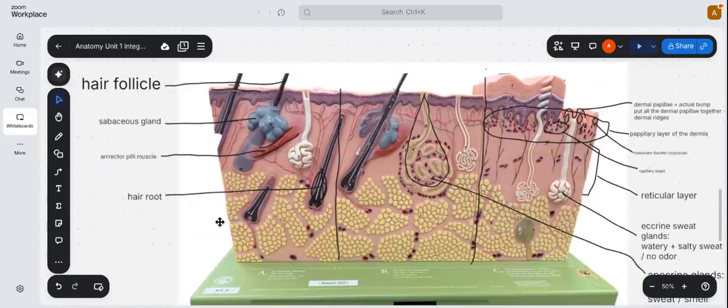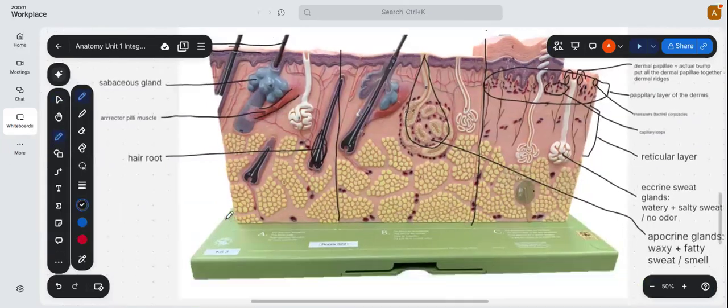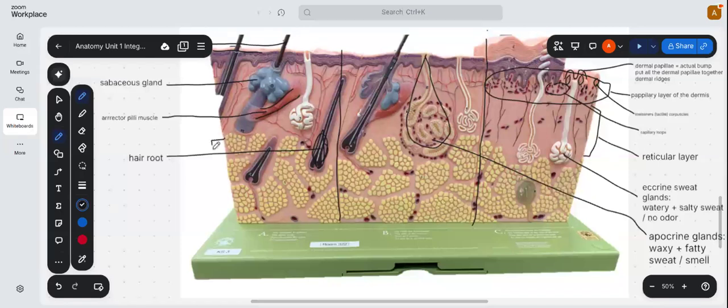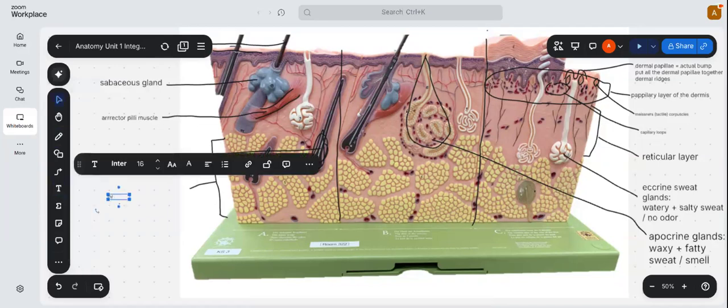All right. And now the very last part is your hypodermis. Hypodermis is going to be this last yellow layer where you see a lot of adipose tissue. So over here, hypodermis, adipose tissue.